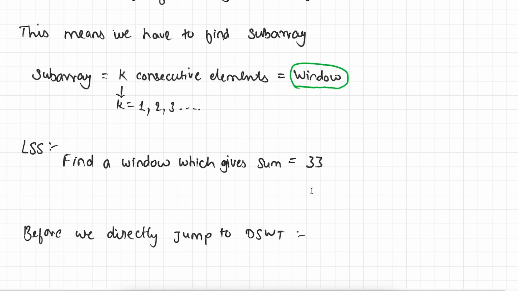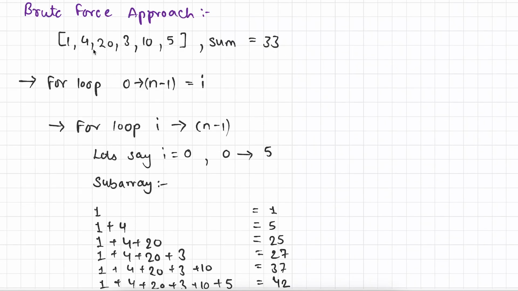Now guys, before we directly jump to the dynamic sliding window technique, let me show you the basic and the minimal approach to solve this problem. So let's see how we do it. This is the given array 1, 4, 23, 10 and 5, and the sum is given as 33. Now what do we have to do here? We have to find all the possible subarrays beginning with the current element, and the current element could be 1, 4, 23 and 10. So first of all, to pick one number at a time, we need to run a loop from 0 to n minus 1. So this is what we are doing here.